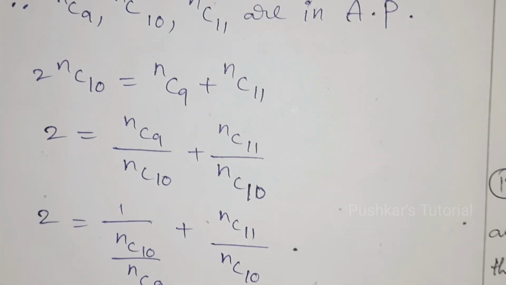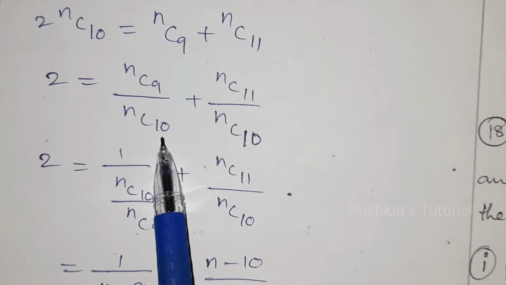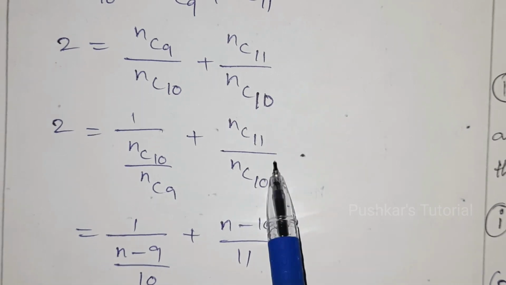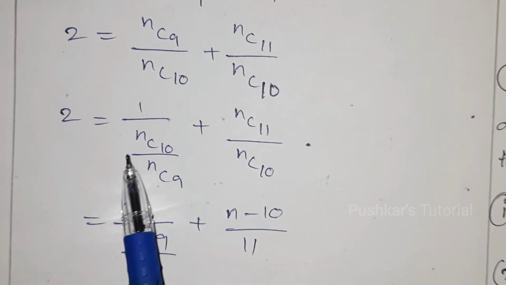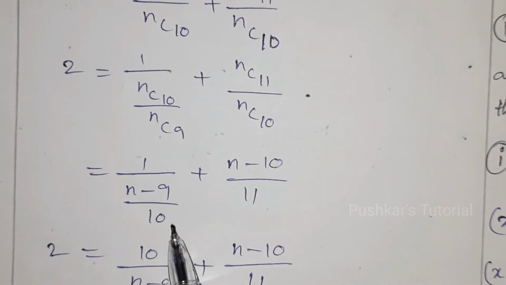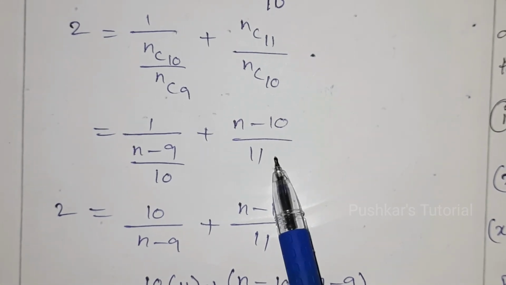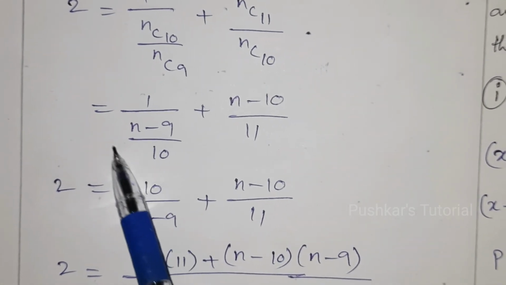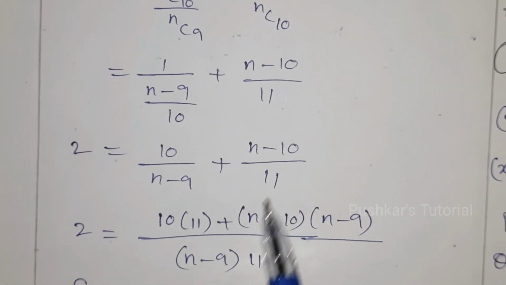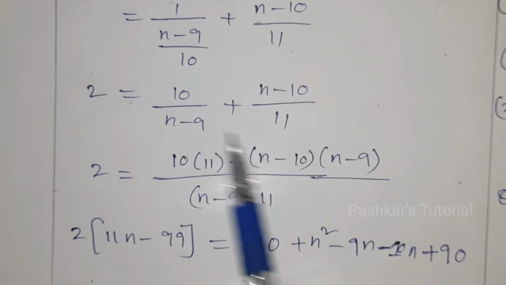So nC10 will come to the right side as division. So nC9 by nC10: 9 preceding 8 but not 10, right? So take to denominator, and here 11 preceding 10, so no need to change. So nC10 by nC9 means 10 preceding 9, the formula is n as it is minus 9 by 10, and here also n minus 10 numerator will be by 11. So the denominator of the denominator again take to the numerator, 10 by n minus 9 plus n minus 10 by 11, LCM. So n minus 9 into 11, 11 tens are 110, and n minus 10 into n minus 9.